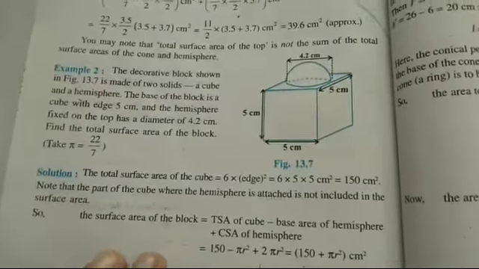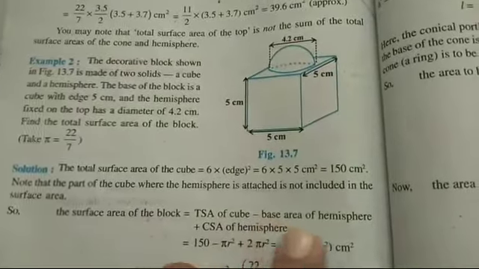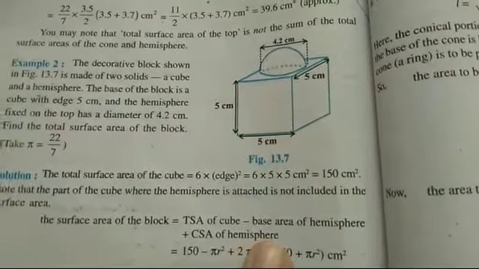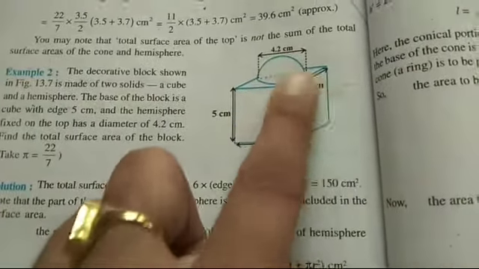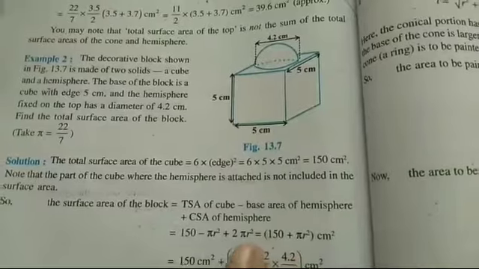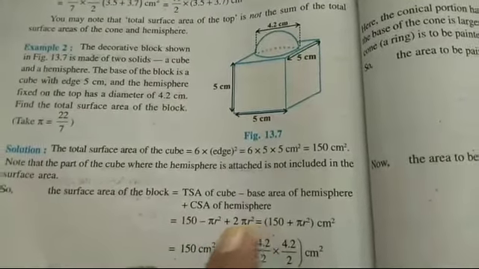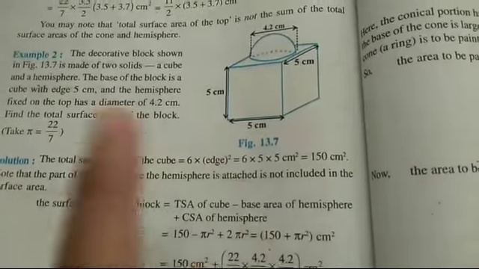So this is the surface area of the block: the total surface area of the cube minus the base area of the hemisphere, that is the area of the circle, plus the curved surface area of the hemisphere. So this will be 6a square, the total surface area of the cube, then minus the area of the circle, that is minus pi r square, and then plus 2 pi r square, that is the curved surface area of the hemisphere. So then putting the values here, we will get the required answer.